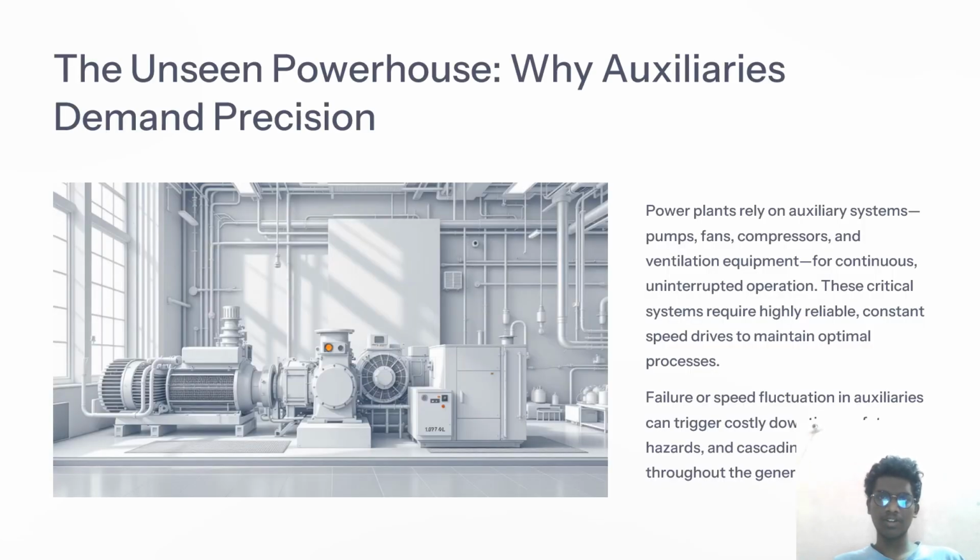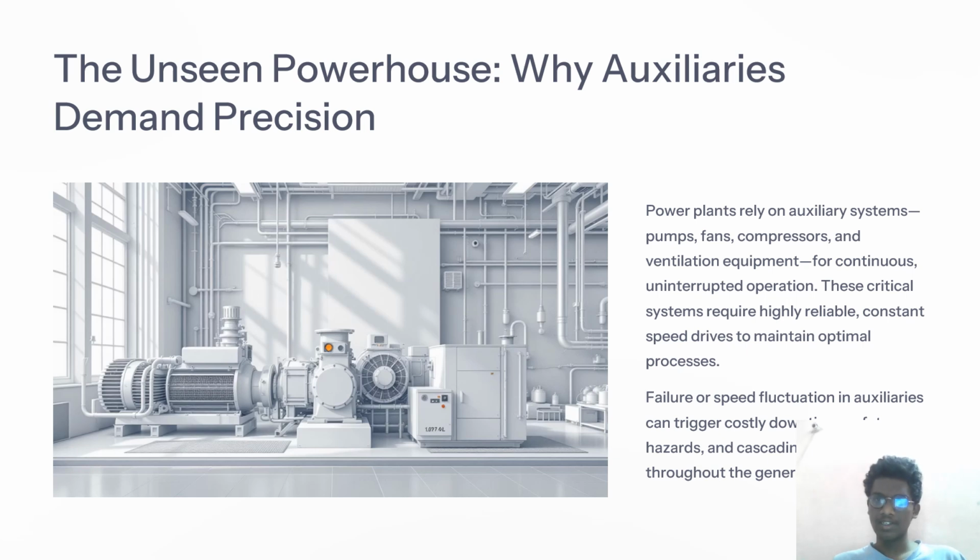The unseen powerhouse: auxiliaries demand precision. A power plant relies on auxiliary systems, pumps, fans, compressors, and ventilation equipment for continuous uninterrupted operation. These critical systems require highly reliable constant speed drives to maintain optimal processes. Failure or speed fluctuation in auxiliaries can trigger costly downtime, hazards, and cascading effects throughout the generation.